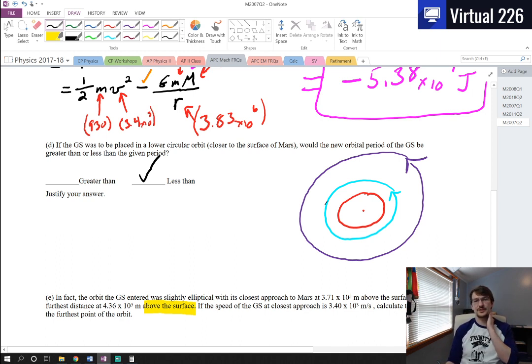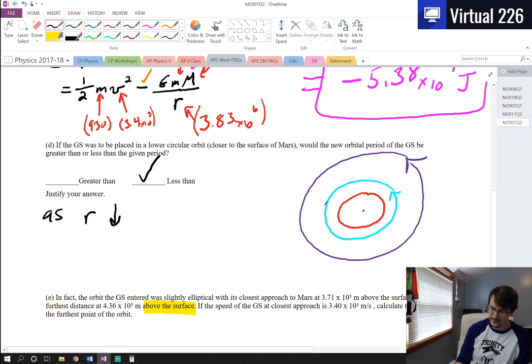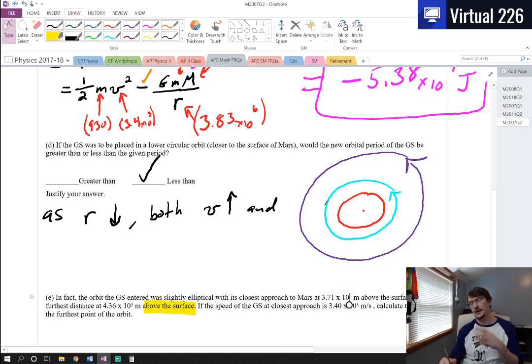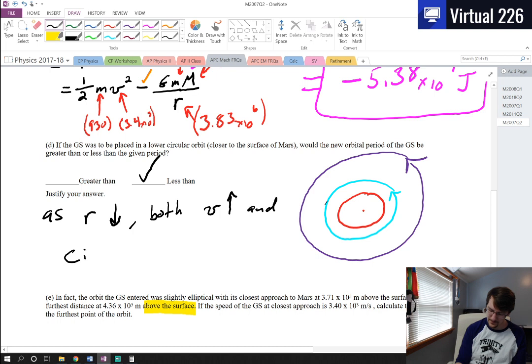You can describe this just by talking about those two features. As the radius decreases, both the velocity goes up and the circumference goes down, thus less time.